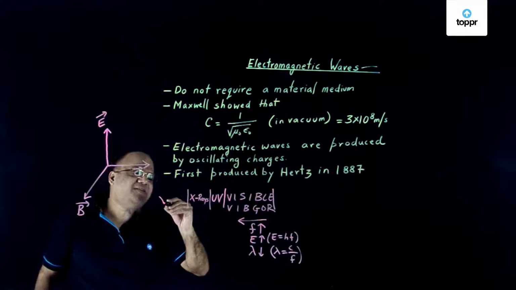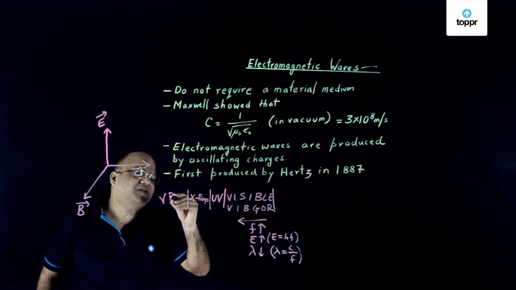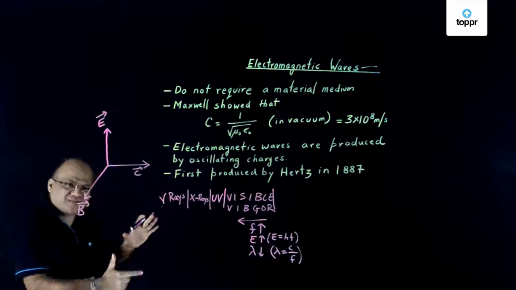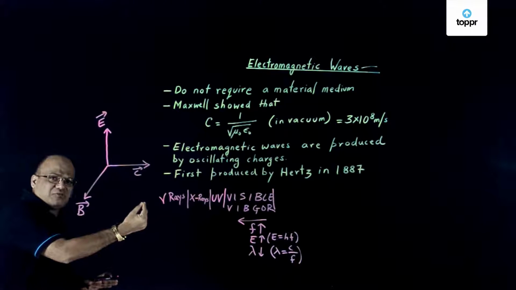More powerful than X-rays are gamma rays, which are produced in radioactivity. They are quite harmful to us. They are the most powerful electromagnetic radiation.